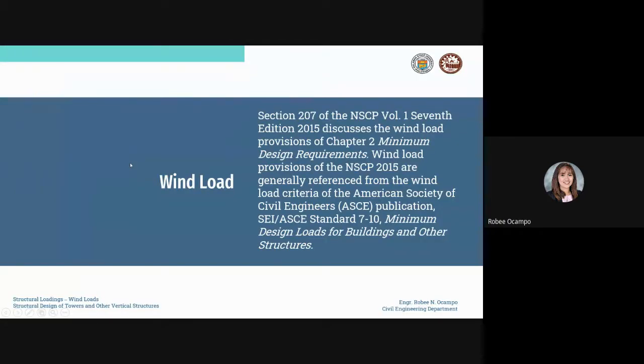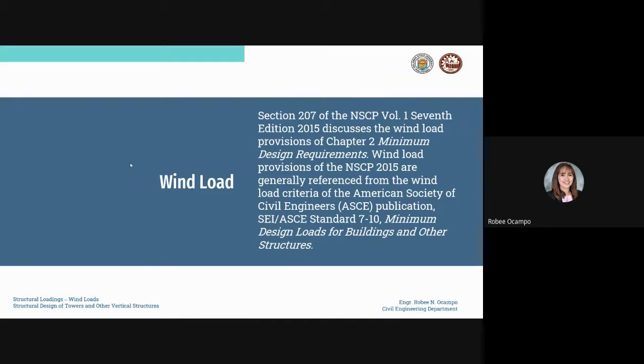So for the wind load, we're going to refer to Section 207 of the NSCP Volume 1, the 7th edition or the 2015 edition. Section 207 discusses the wind load provisions of Chapter 2, Minimum Design Requirements. The wind load provisions of the NSCP 2015 are generally referenced from the wind load criteria of the ASCE publication.